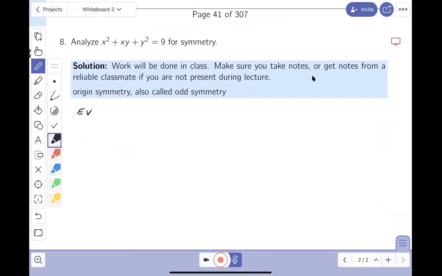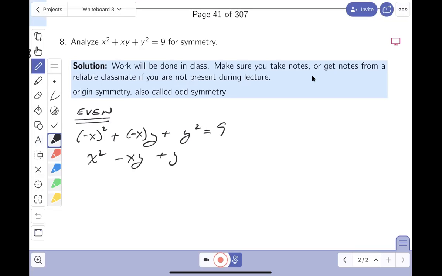Analyze this for symmetry. Let's do even. Again, students often struggle. Struggling is good. What are you going to do? Get even. Replace x by minus x and see what happens. You notice I'm parenthesizing the variable, by the way. This helps some students, other students, it has no effect on them at all. Did you get the same equation back? No.